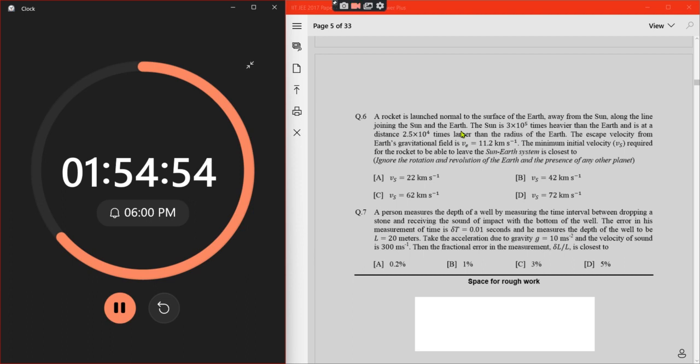Okay, capital M is equal to, okay, mass of sun. I'm using S and E for sun and Earth. Mass of sun, S, is equal to 3 times 10 power 5 times the mass of Earth.